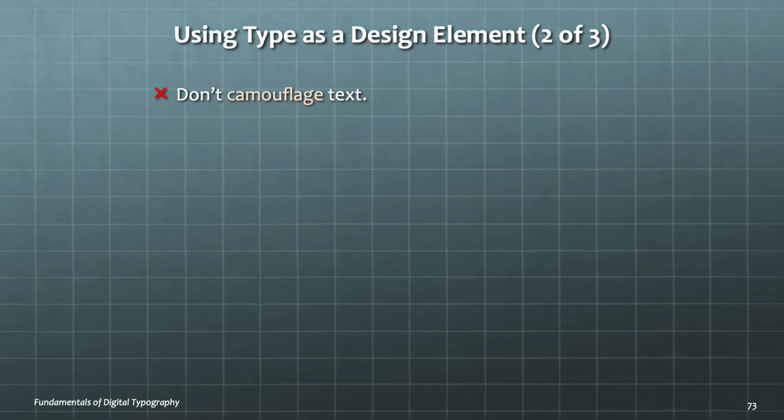Don't camouflage text. Camouflaging results from not having a strong enough background for the text. Here are some ways to avoid it. Use dark text on a light background for both screen and print. This beats light text on a dark background and is the most readable.